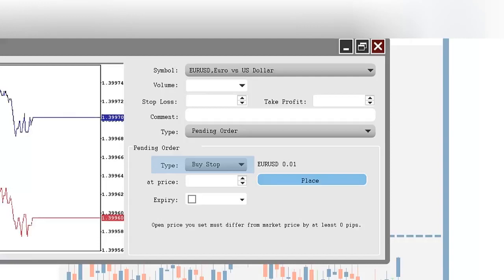It is important to know that when you wish to buy, you select the type buy stop. And when you want to sell, you select the type sell stop.